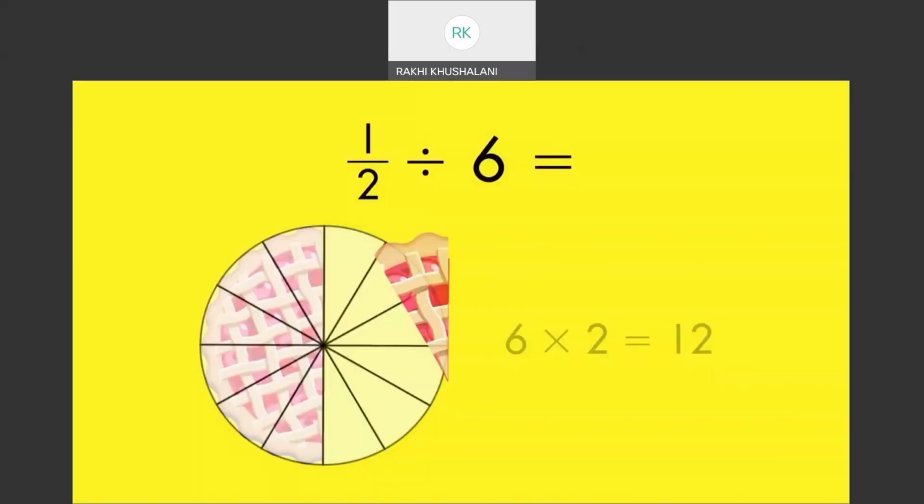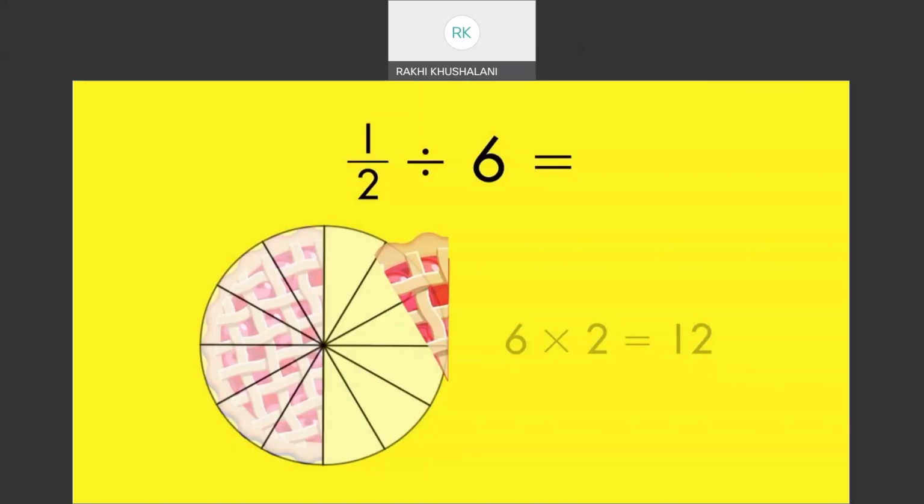So 3 types of division we are going to learn. That is a whole number being divided by fractions, a fraction divided by a whole number, and a fraction divided by fraction.